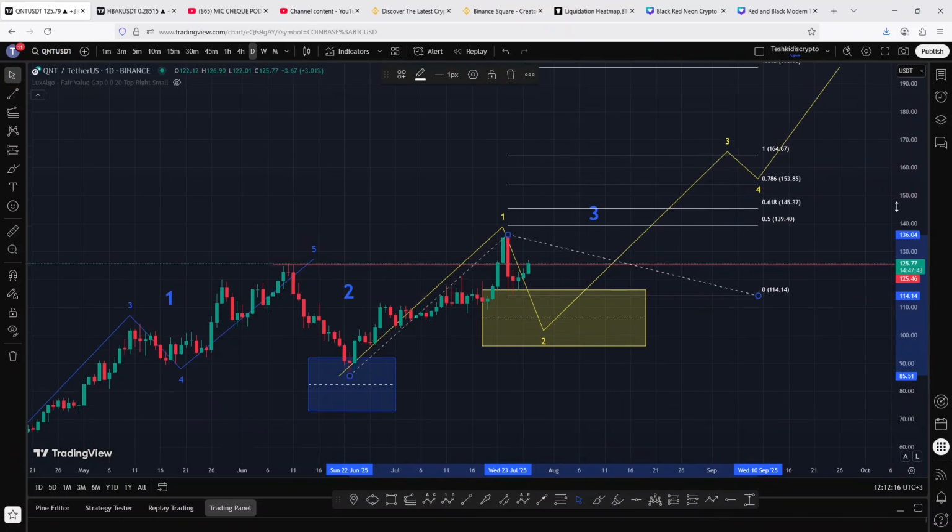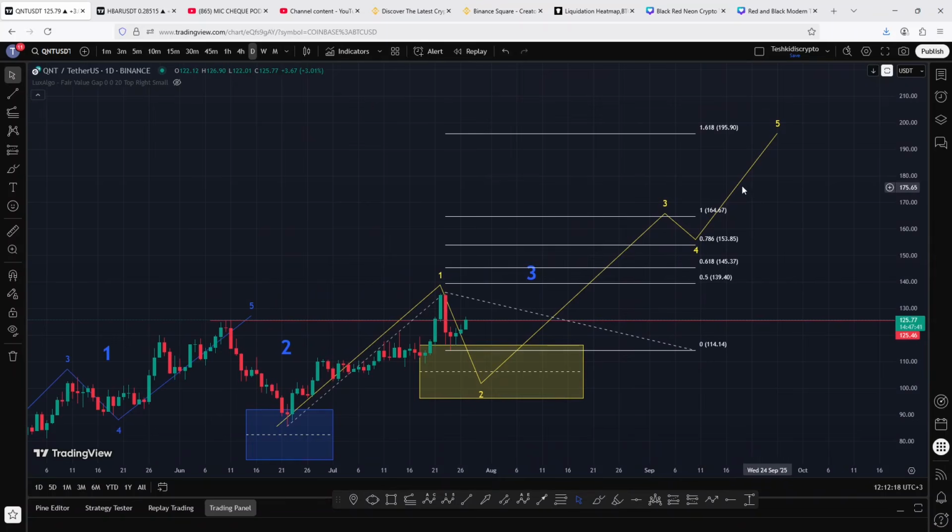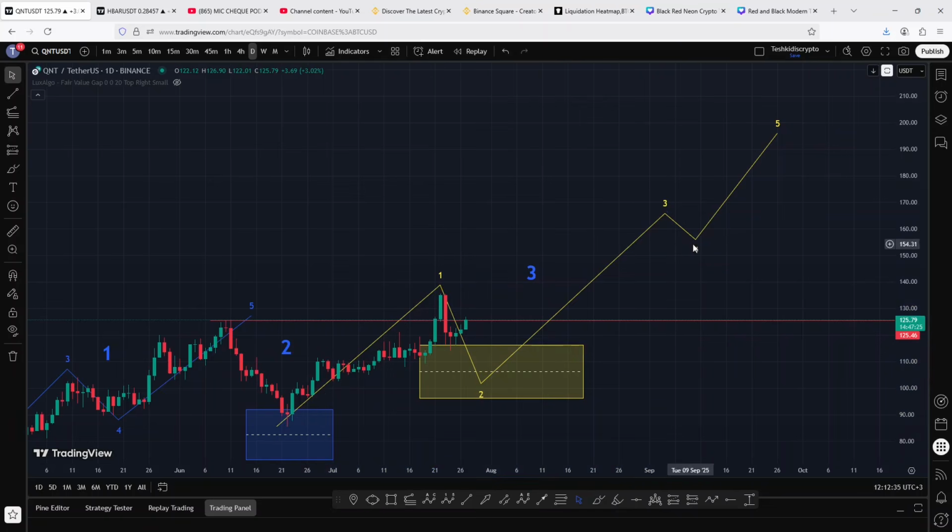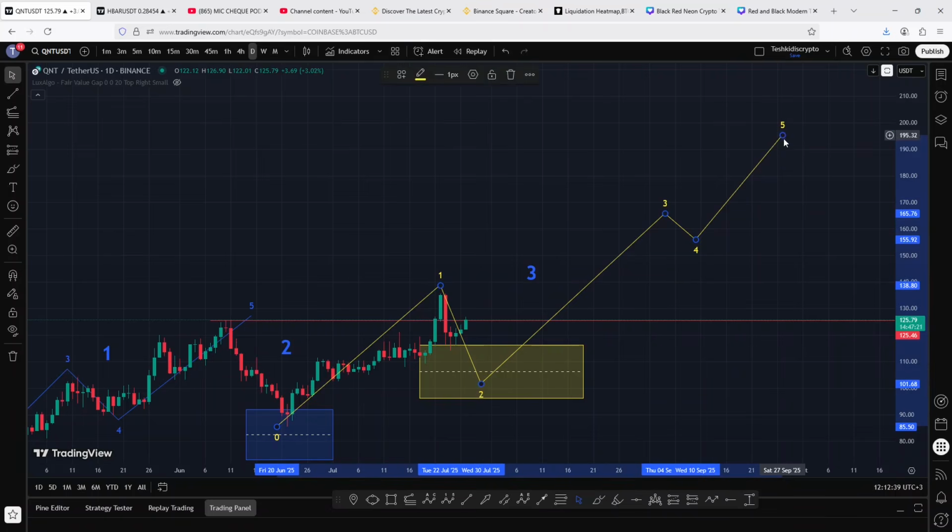The areas that you need to pay attention to are on the fib ratio 1:1 above the 164.67 mark, and the fib level 1.618 above the 195.9 USDT mark. And if either of those two targets are hit, then we can expect a pullback in the formation of that wave 4, and then continue pushing even higher in the formation of that wave 5.